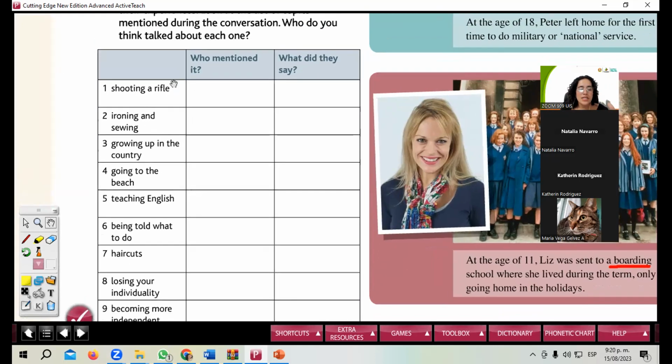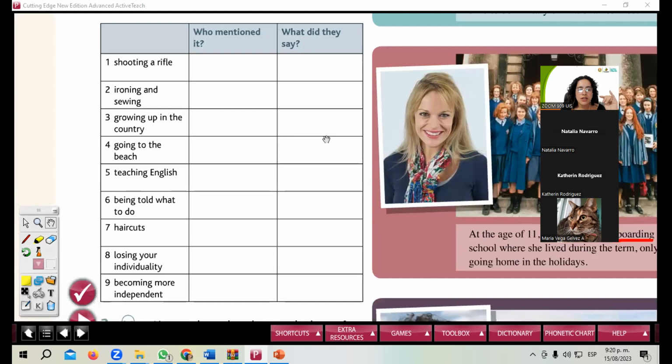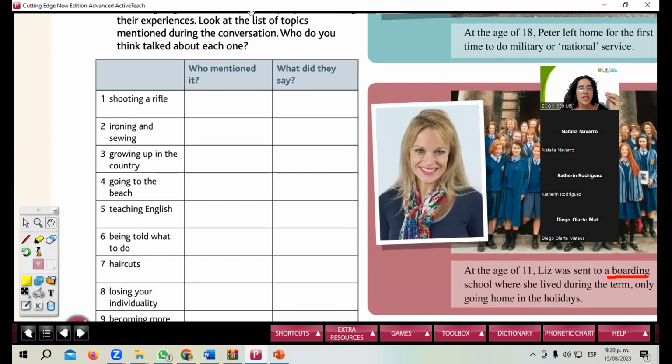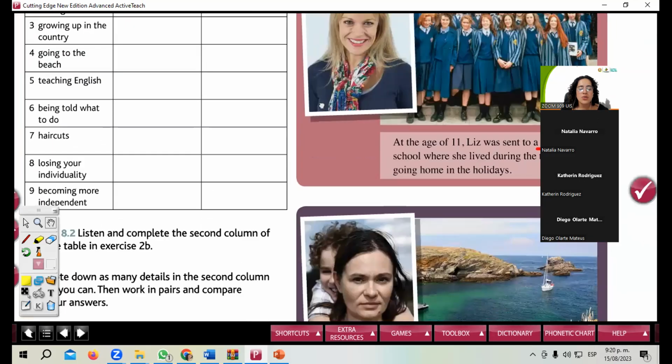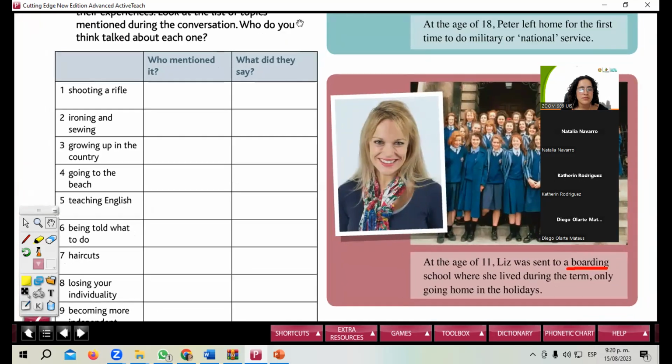So let's read the situations first. The first one, let's start. Diego, the first. What is the thing? Shooting a rifle. Who do you think mentioned it? Peter, Liz, or Catherine? Peter. Yes, most probably it was Peter. So we can start completing here. I will put the letter P for Peter, okay? Here, we only put the names.